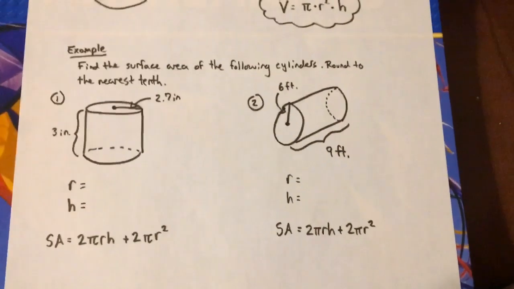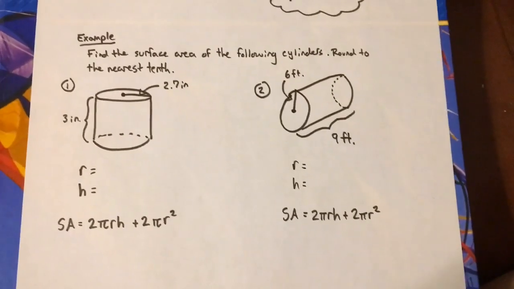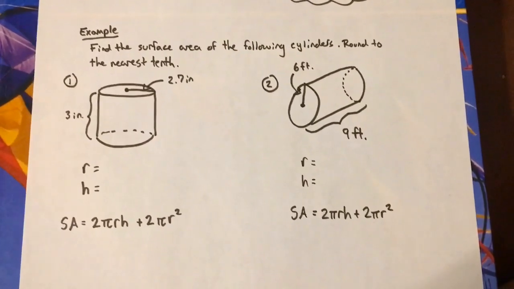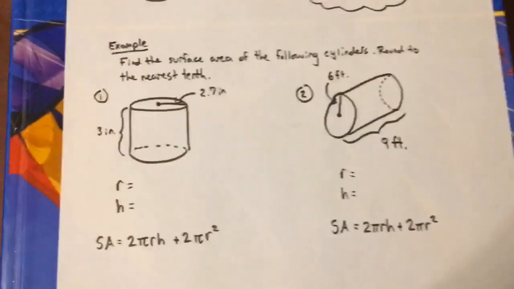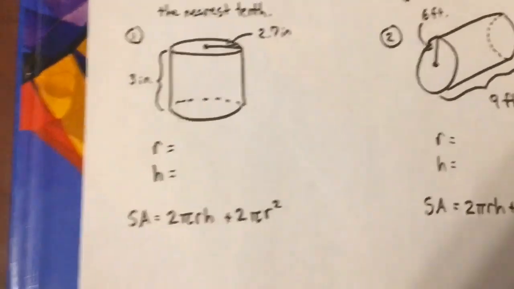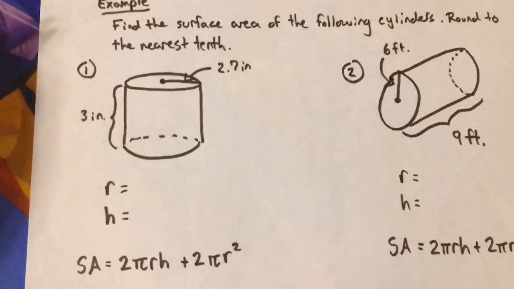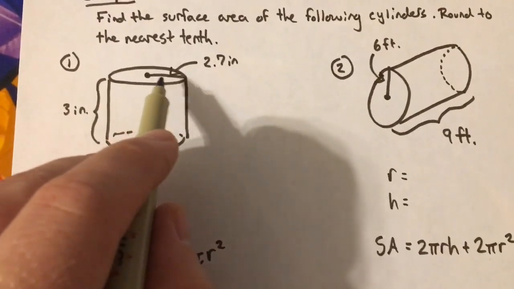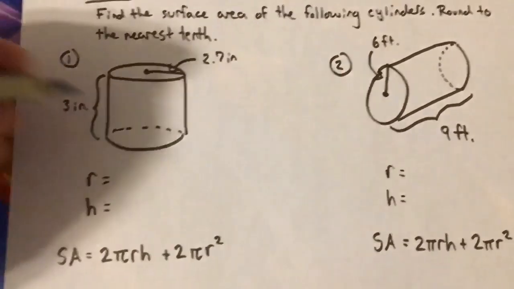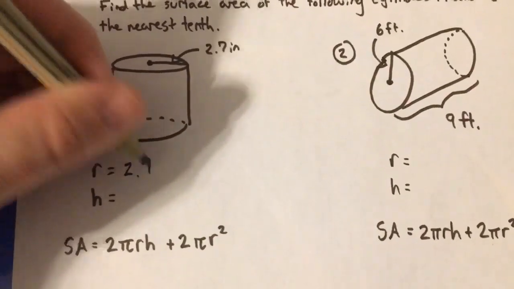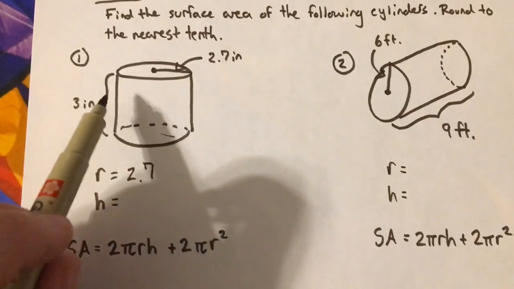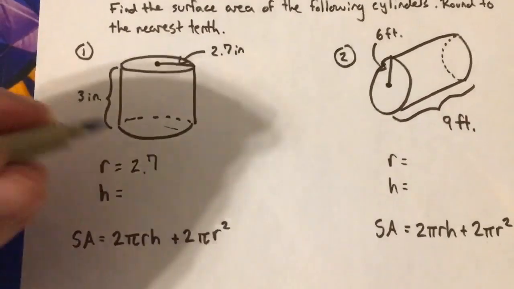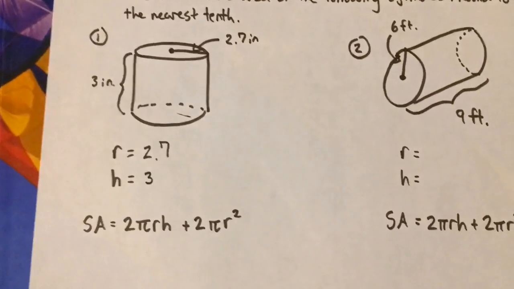We're going to work through some examples of some problems of finding surface area of the following cylinders. And we're going to round our answers to the nearest tenth. So let's take a look at number 1 and start with this problem first. So let's identify our radius and our height. So our radius is indicated by this segment here. So r is equal to 2.7. And then our height is the distance between the two bases. So h is equal to 3.